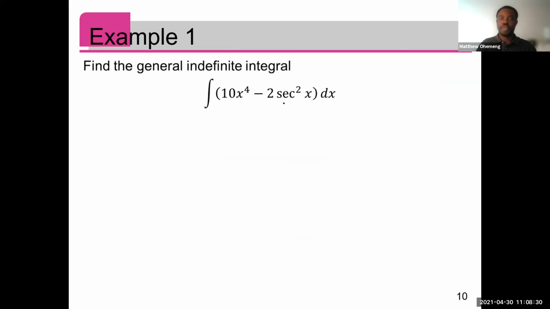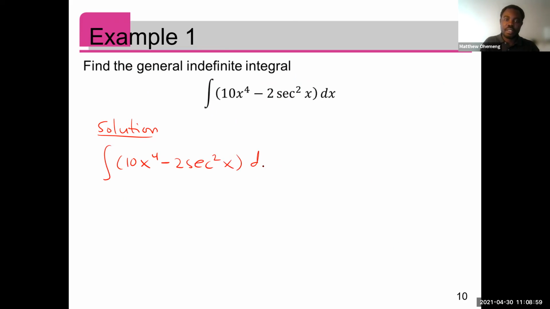Okay, then let's try some examples. Example one, let's do this together. Solution. The first thing we notice is that this one says find the general indefinite integral, and then we have the elongated s without limits of integration. That tells us the question wants us to obtain an antiderivative of the integrand: 10x to the power 4 minus 2 secant squared of x, and then dx. So let me try and find the antiderivative of the integrand.